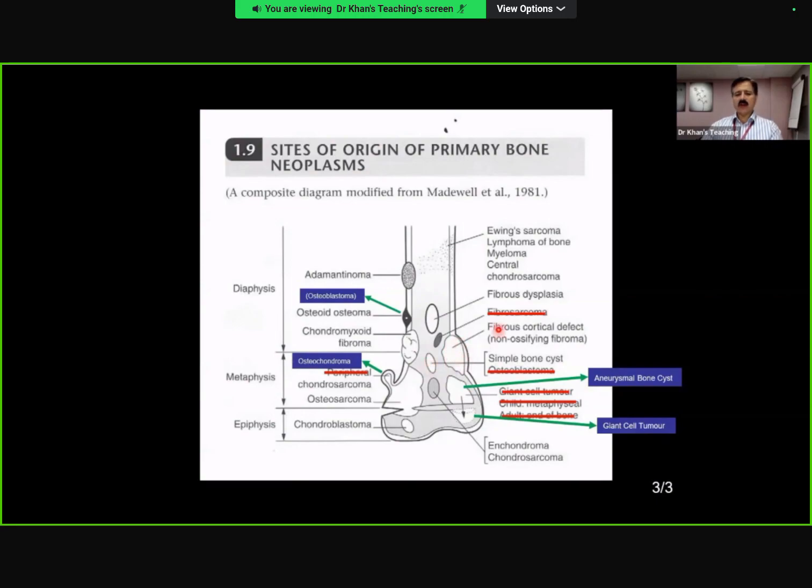Then look at this lesion. This is fibrous cortical defect. So this is a cortical lesion by definition, and if the size is more than 3 centimeter, we call it non-ossifying fibroma.